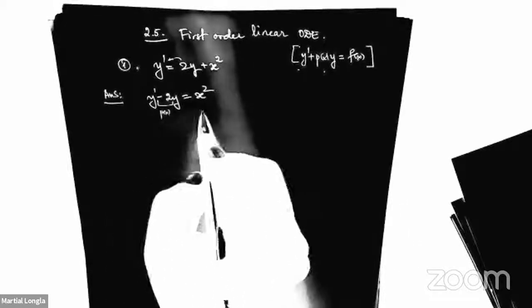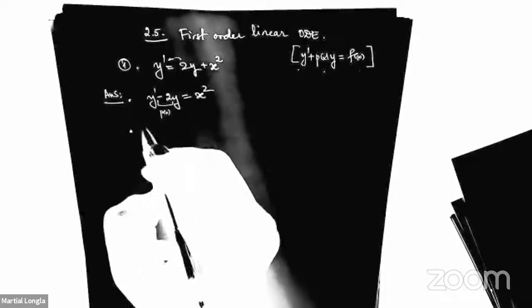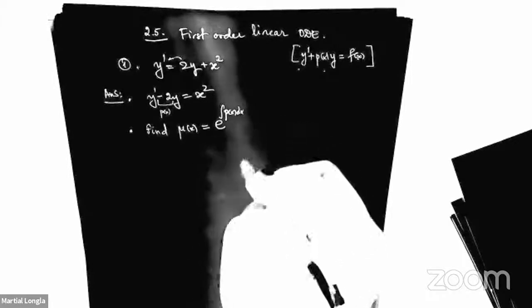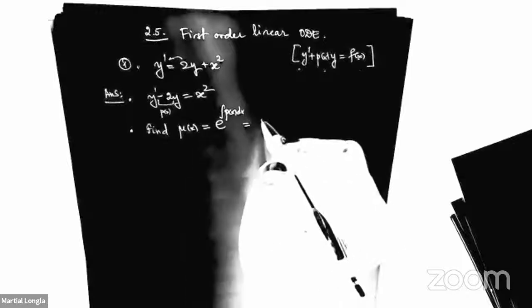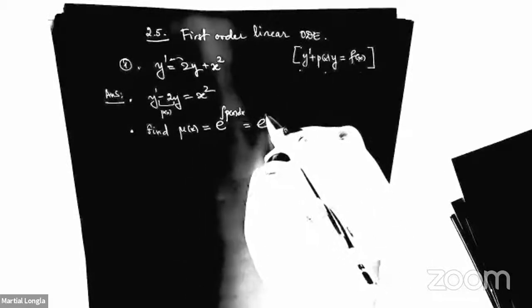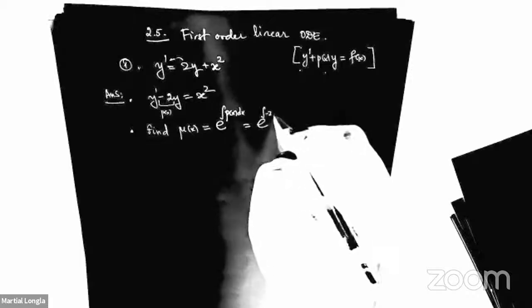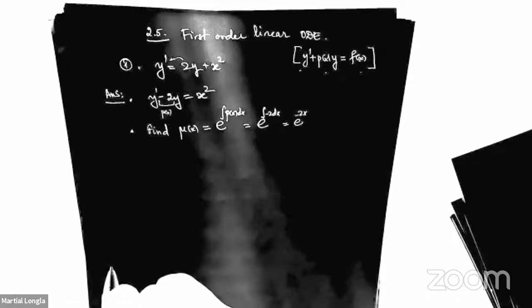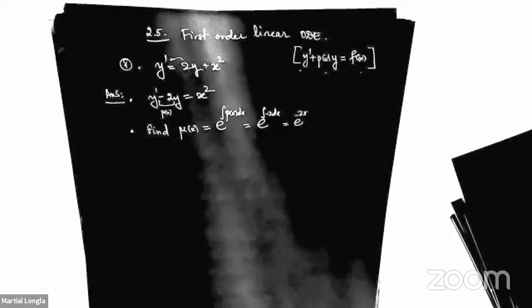Now, once you have the problem in this form, the first thing you do is identify that p of x. After identifying p of x, you find mu of x, which we call the integrating factor, which is e to the integral of p of x dx. And you write that down to show that you know what you're doing. So that's e to the integral of -2 dx, which is e to the -2x. We don't care about constants of integration because we just need one function.